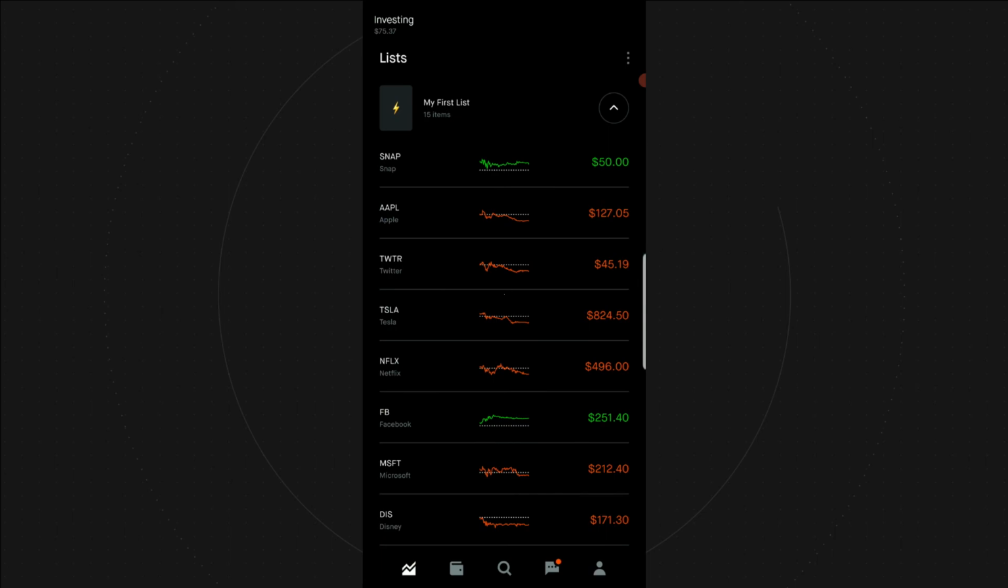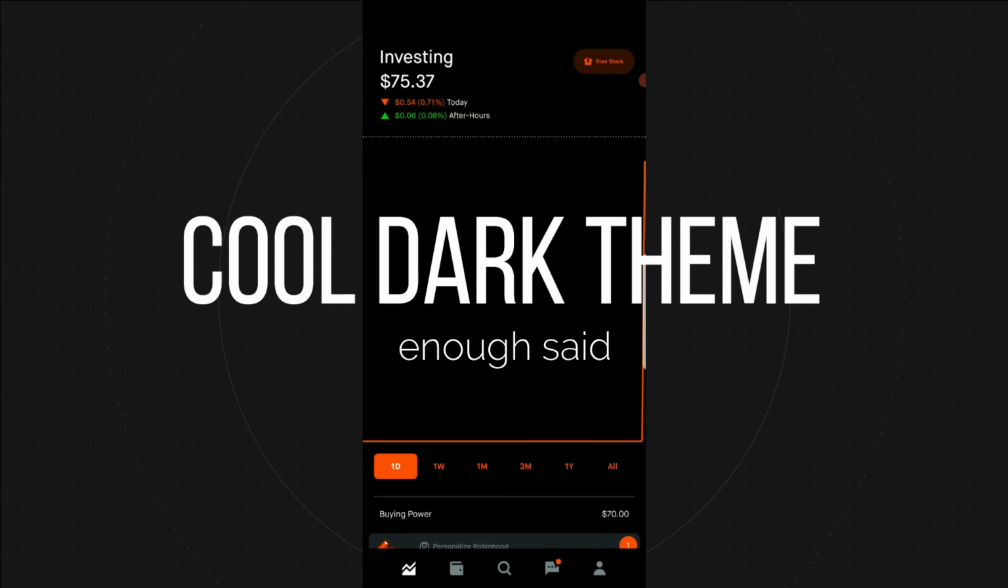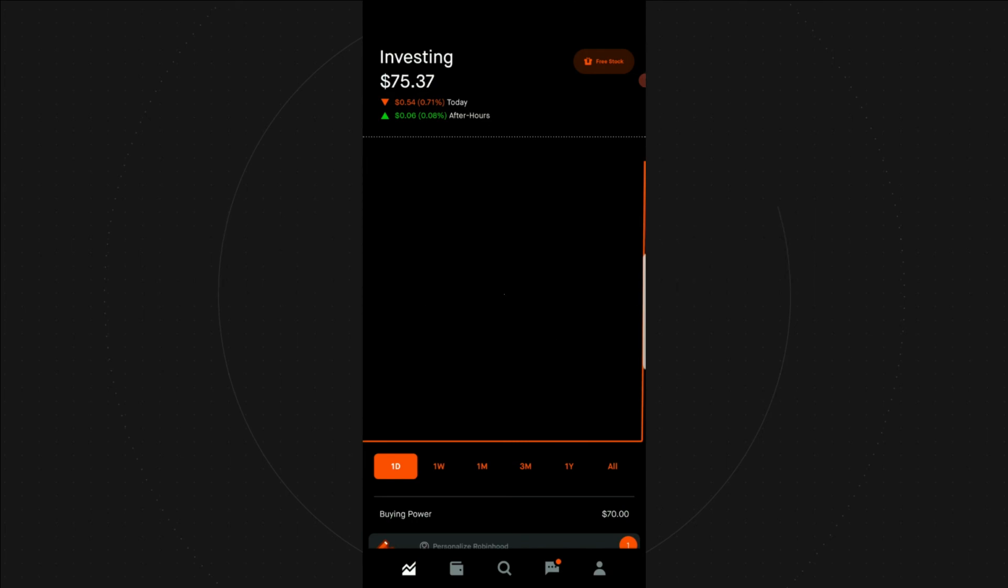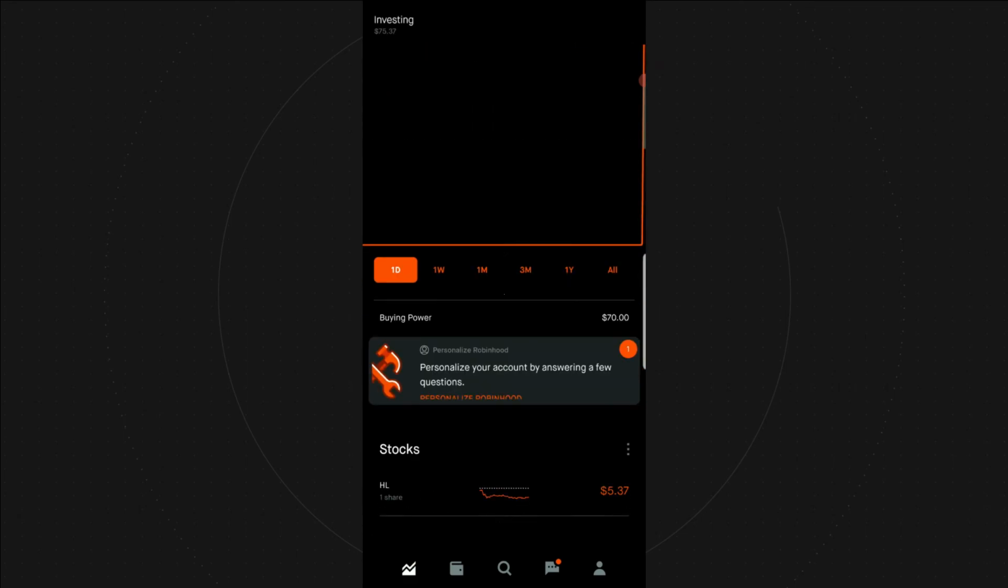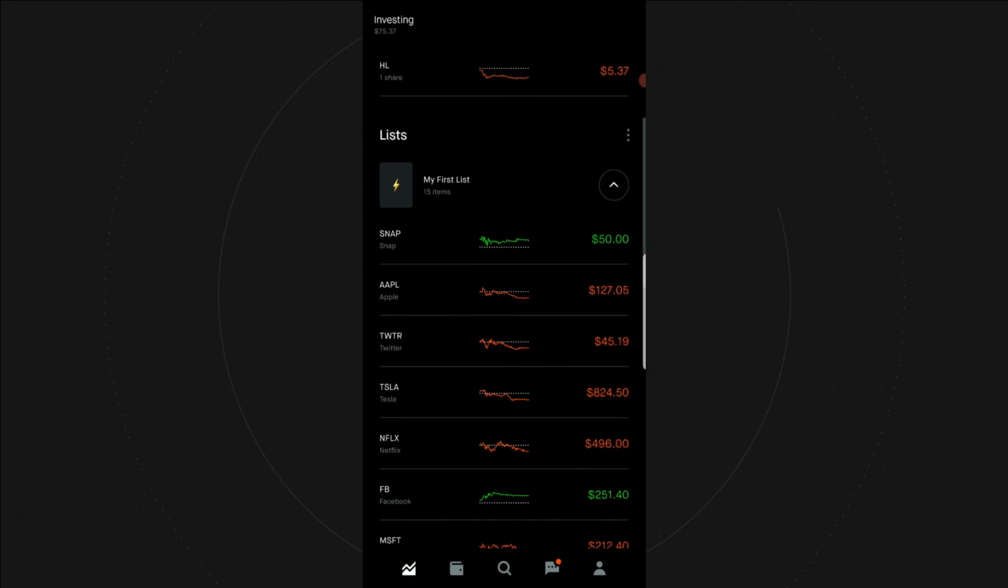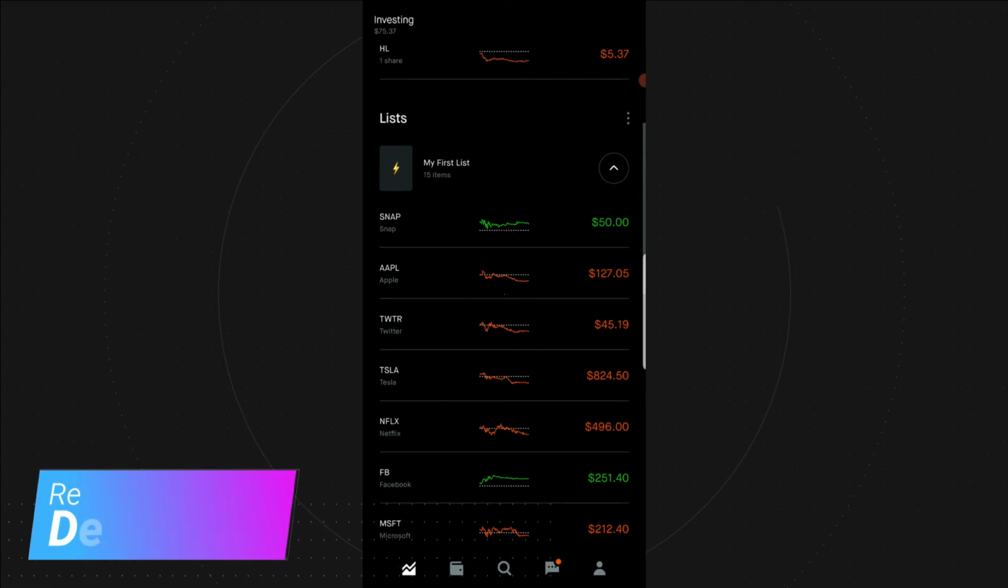You can pull it open on your phone. It's very simple. It has the cool dark theme here, which I guess turns on when the market is closed. But anyway, that's how you buy and sell a stock using the app Robinhood.